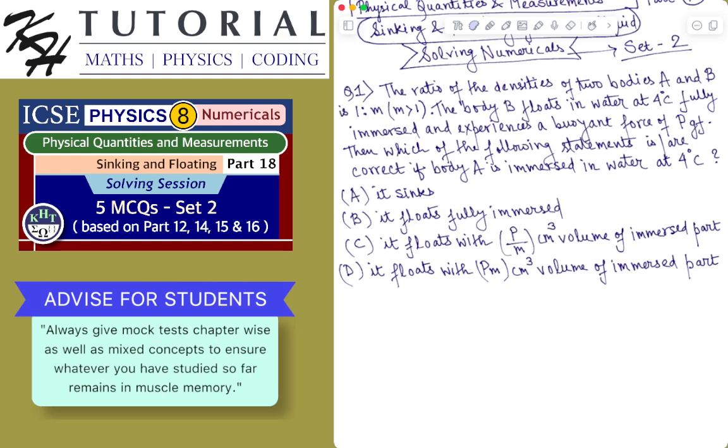Okay, so the first problem says the ratio of the densities of two bodies A and B is 1:m, where m is greater than 1. The body B floats in water at 4 degrees centigrade, fully immersed, and experiences a buoyant force of P gram force. Then which of the following statements is correct if body A is immersed in water at 4 degrees centigrade?